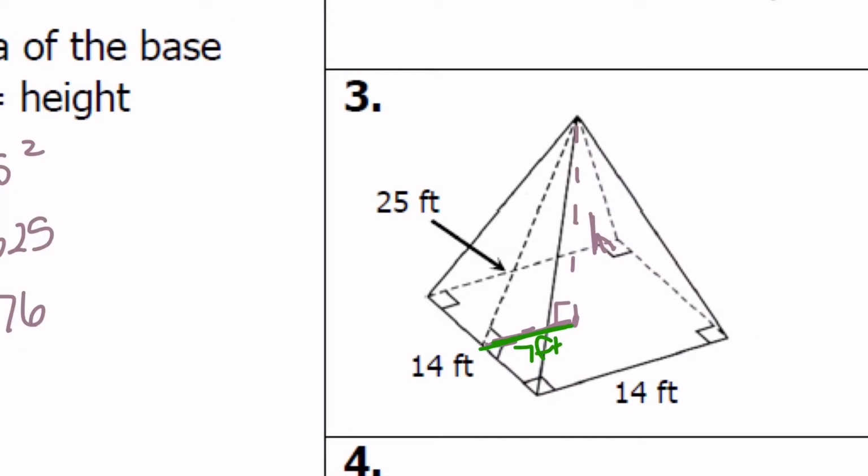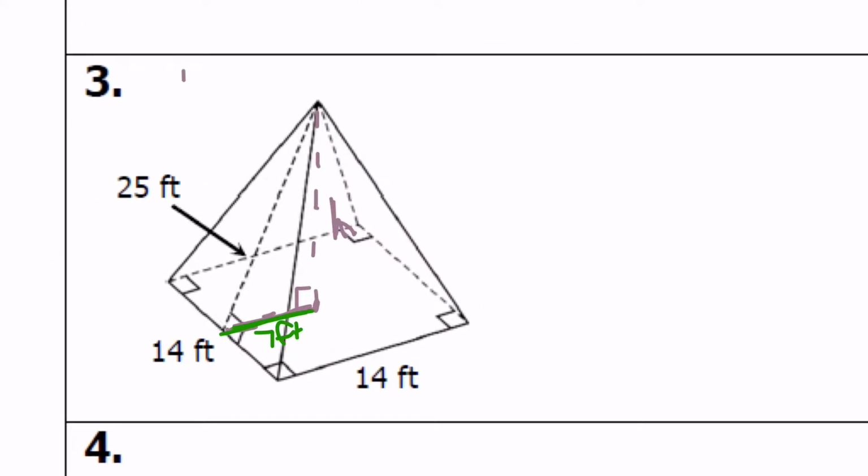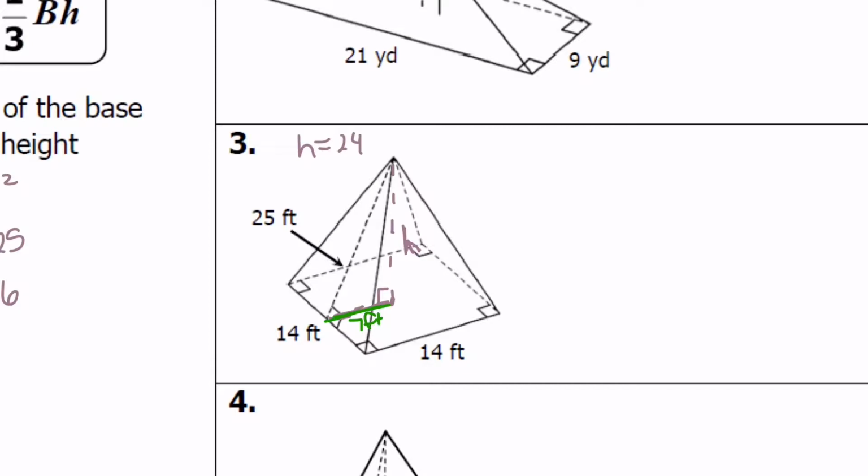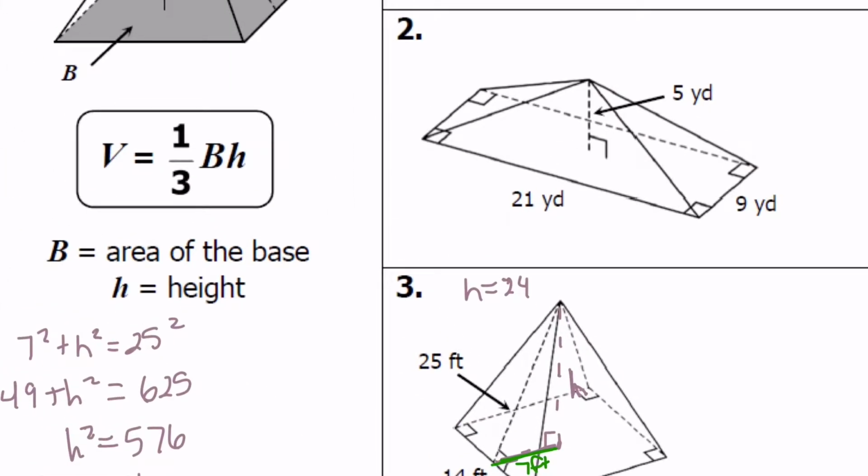So there's the height of my pyramid. Okay. Now that I have the height, I find the area of the base square and plug it into this formula with the height.